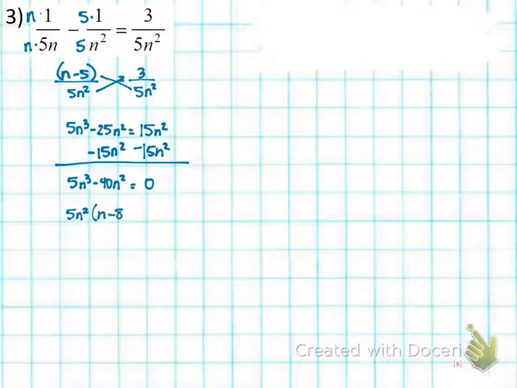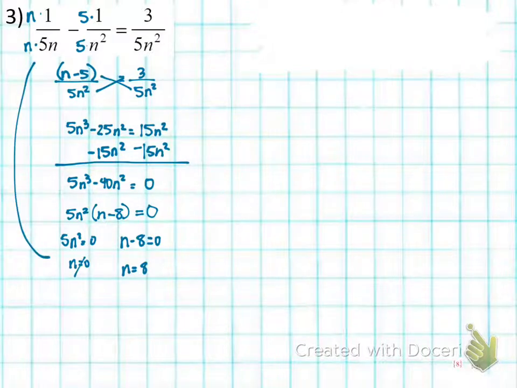Now I'd like you to finish this problem by yourself. Make sure you check for excluded values. You could work with your neighbor if you like. Go. If you're working this out, you got 5n squared is equal to 0, so n is equal to 0, and then over here we got n minus 8 is equal to 0, so n is equal to 8. And of course, n cannot equal 0, because if it did, it would make my denominators all undefined. So the only answer is n is equal to 8.